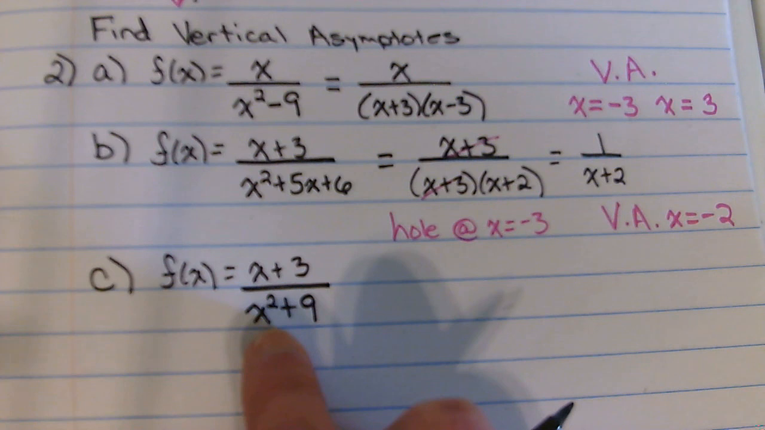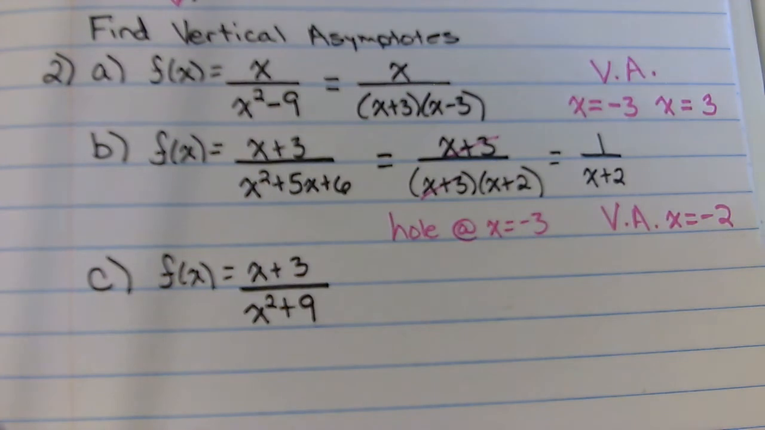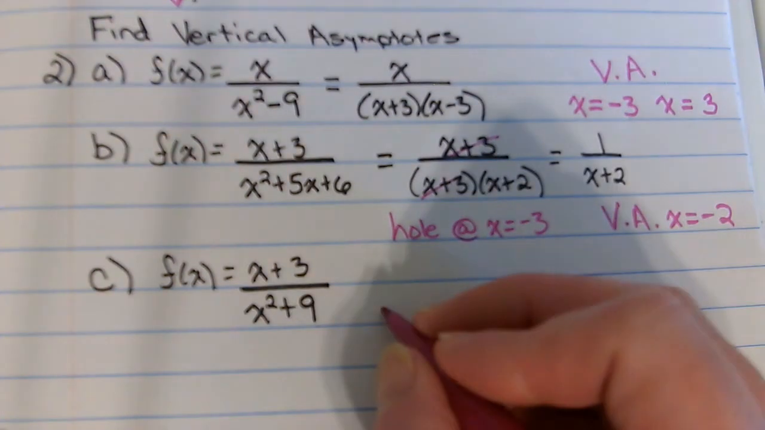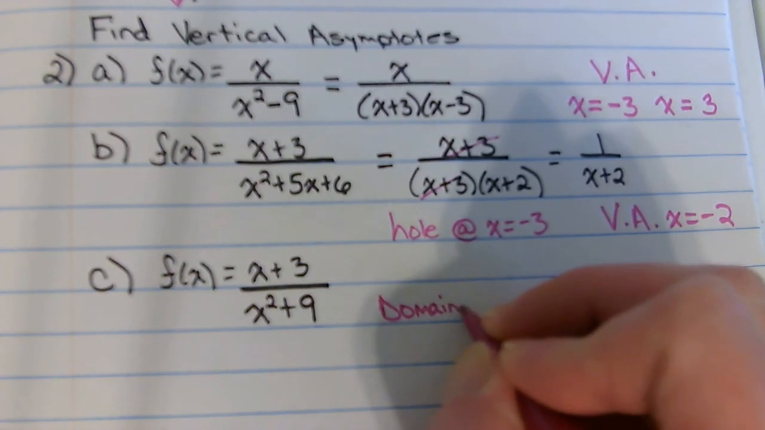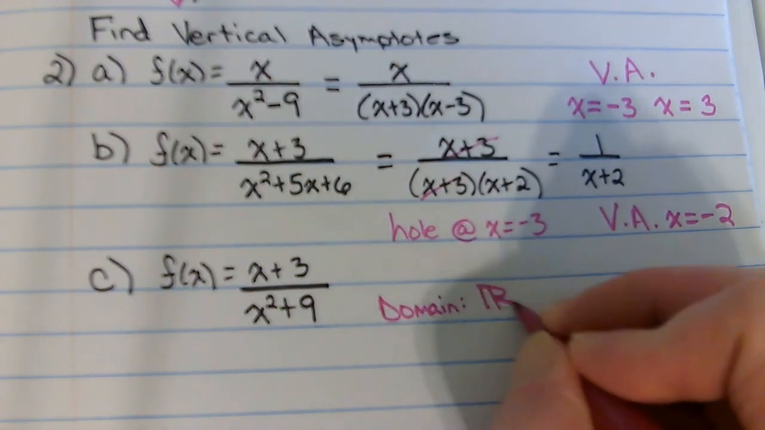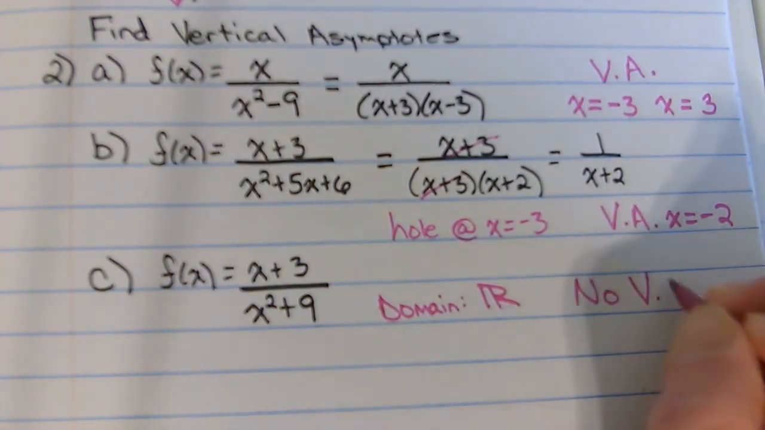X squared plus 9, we had that up in the intro, and that gave us an imaginary answer. So this means the domain is all real numbers, so there's no vertical asymptotes.